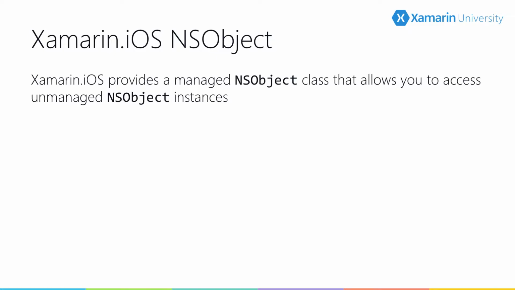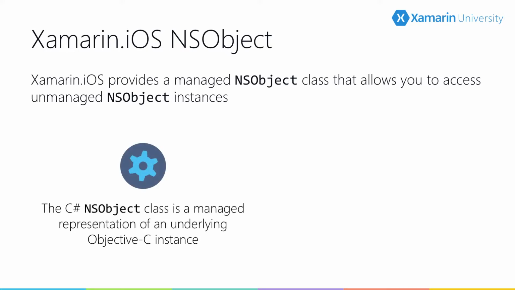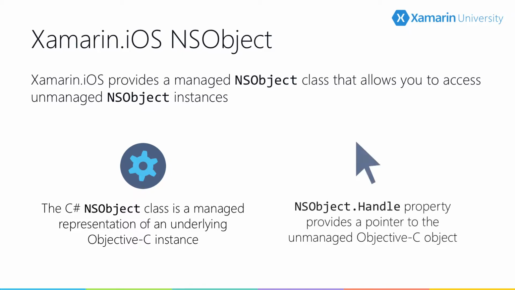Xamarin iOS provides you with the same NSObject class implemented in C#. What is very important here is the following. First, an object that derives from NSObject is a managed representation of the underlying C# instance. Second, this class provides an NSObject handle property which contains a pointer to the unmanaged ObjectiveC object.